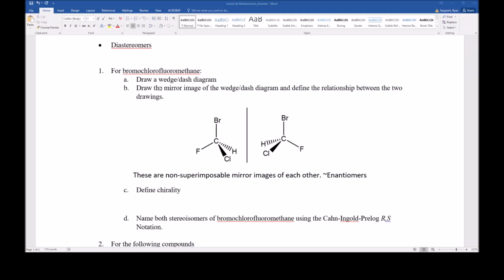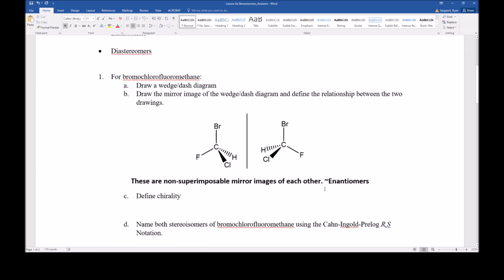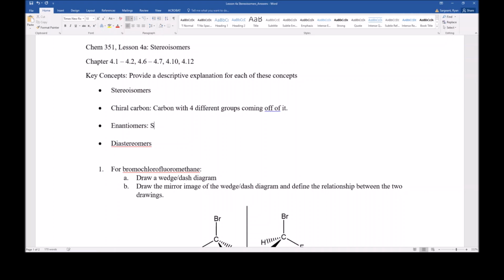So in the lesson question, it asks to draw a wedge dash diagram of bromochlorofluoromethane, and that's this one over here. And then I drew the mirror image of it, the wedge dash diagram, and the relationship between these two mirror images is that they are non-superimposable mirror images of each other. And rather than say non-superimposable mirror images of each other over and over again, that's what we call enantiomers. So enantiomers are stereoisomers that are non-superimposable mirror images.